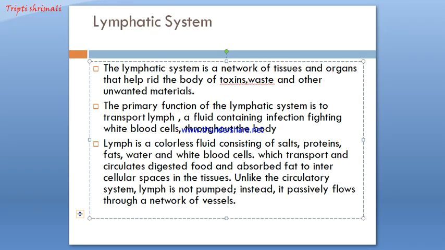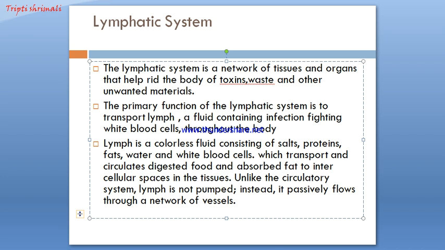Hello students, in this part we are going to talk about the lymphatic system. Earlier we had studied about blood as a fluid connective tissue, and here we are talking about another fluid connective tissue, that is lymph, right? So first of all we are going to discuss what is lymph and what is the lymphatic system.